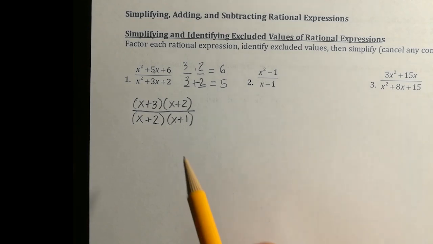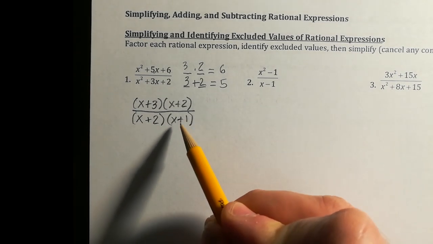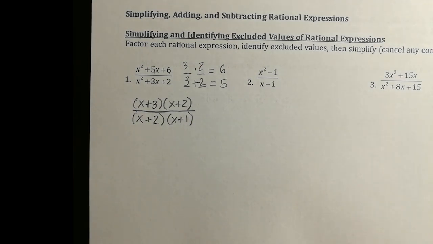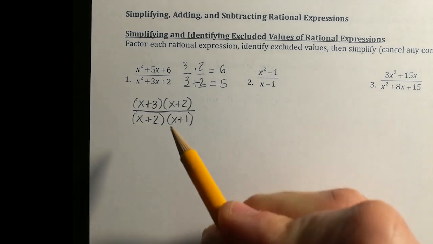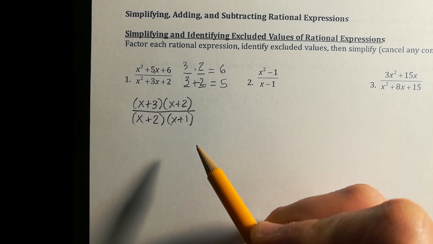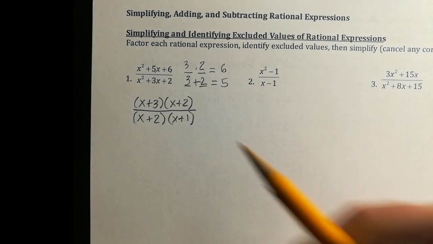Okay, so we look at this, and it did ask us to identify any excluded values. Well, if you recall, you can never have 0 in the denominator of a fraction. You can't divide by 0. It has no meaning. So our excluded values are values of x that would make the denominator 0, just the denominator. So you just think of what plus 2 would be 0. Well, that'd be negative 2.